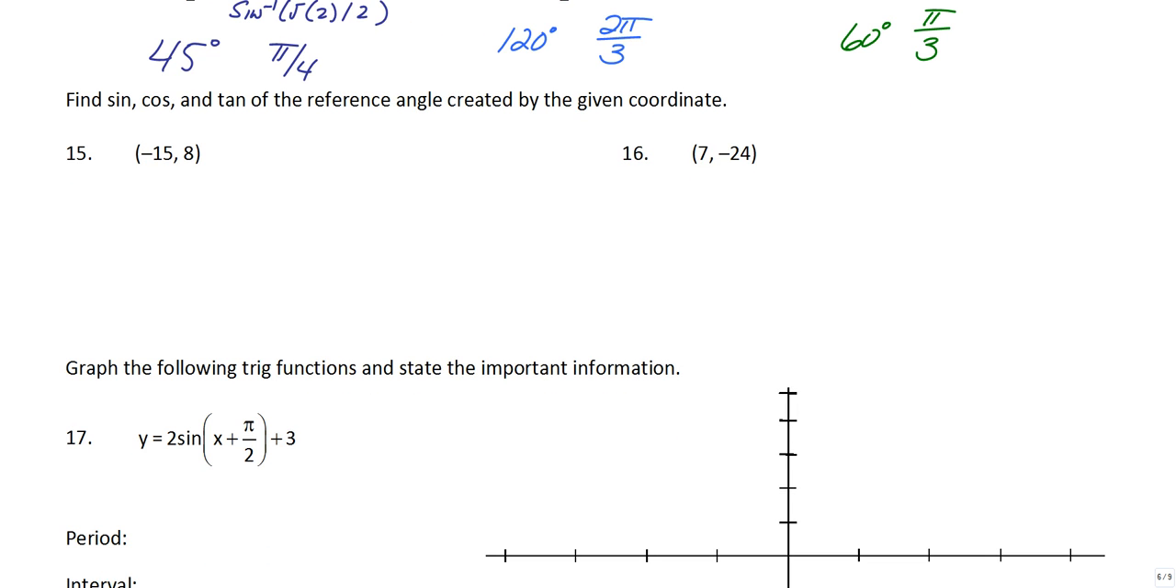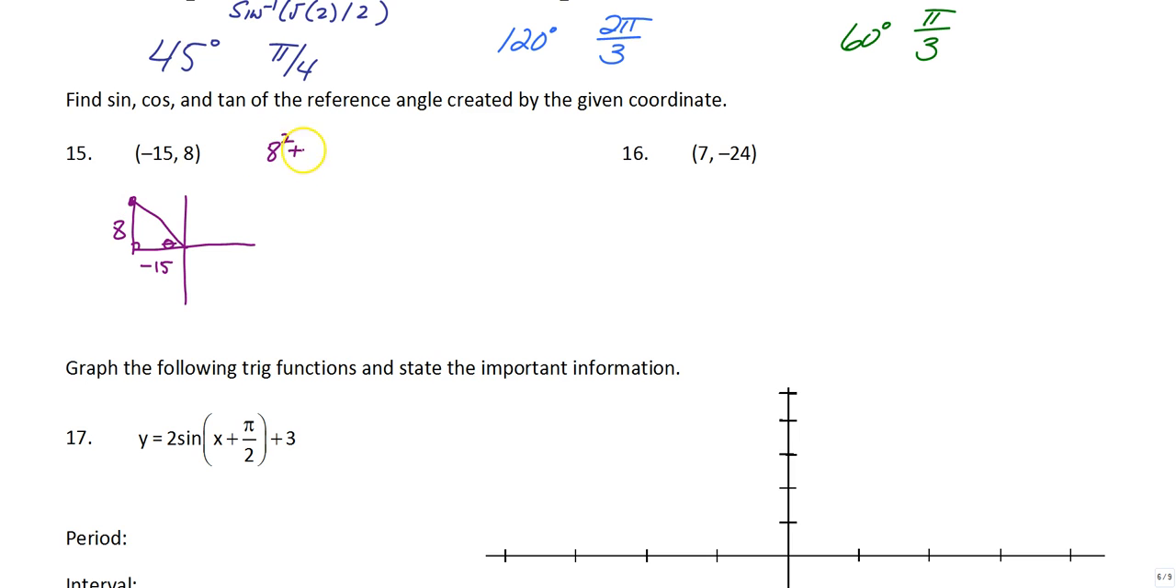We're going to wrap up with coordinate trig and graphing. Coordinate trig is very important to draw the graph first. So we know that -15, 8 would be -15 along the x-axis and up 8. So we would have a triangle that looks a little bit like this. Now remember, your reference angle always goes by the origin. So this is -15, this is +8, and then we just have to do the Pythagorean theorem.